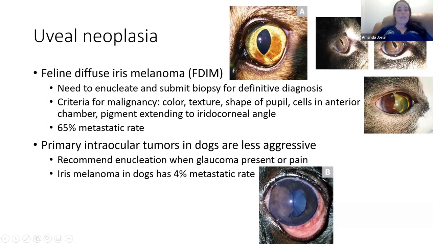Optimistically, it's more just a feline melanosis that we monitor. Totally different typically from melanoma in dogs. Iris melanoma in dogs is a very low metastatic rate, less than 4%. Usually we just monitor the eye until the mass becomes so large that secondary glaucoma occurs. And then we take out the mass and they're typically cured at that point.